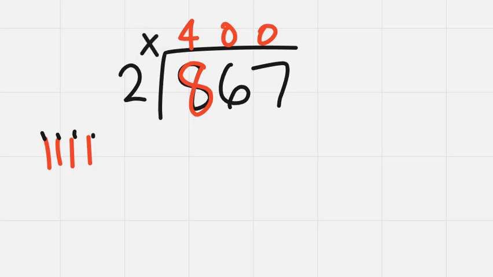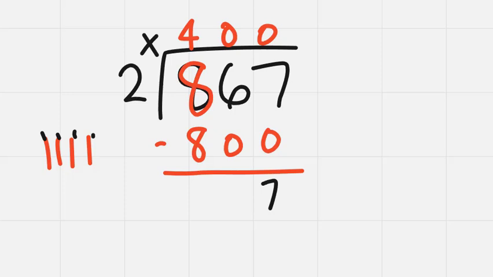Now we will multiply. 2 times 4 is 8. Then we add the 2 zeros, and then subtract. 7 minus 0 is 7. 6 minus 0 is 6. 8 minus 8 is nothing, so we can ignore it. Now it's time to divide again. We'll look at the 6.